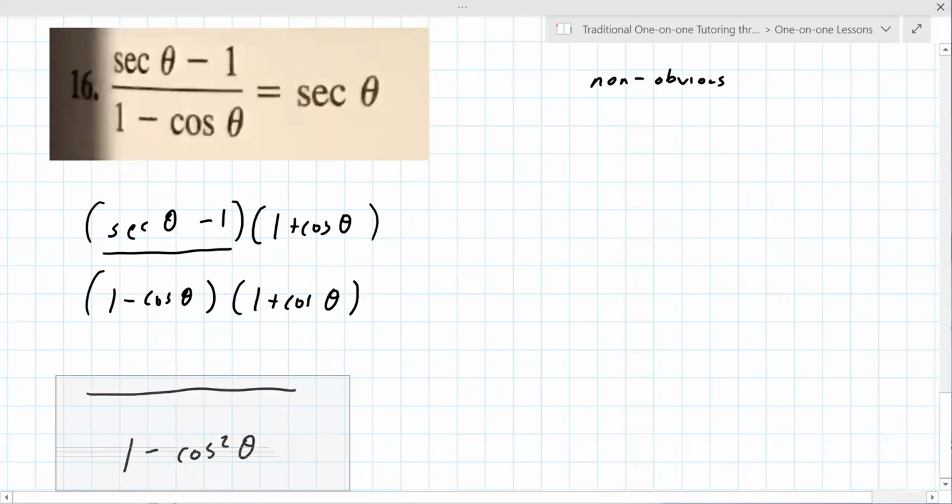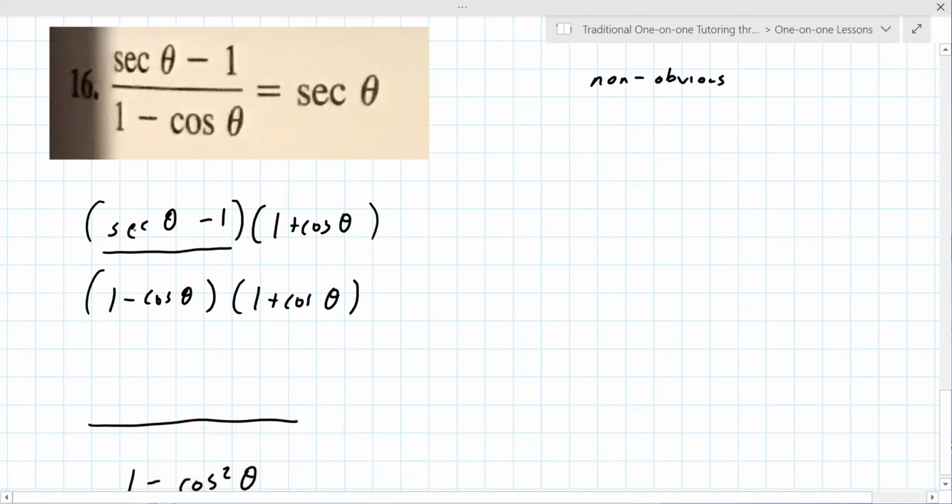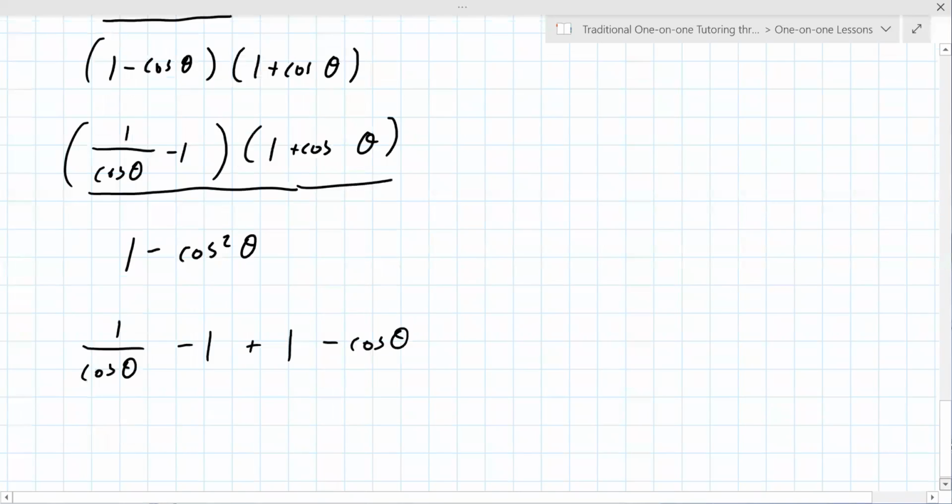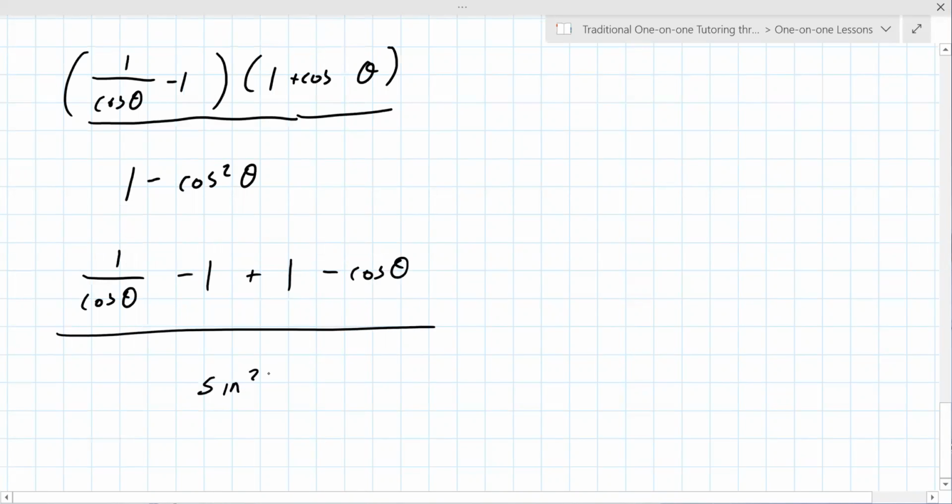Let me drag this down a little bit. The top, this secant is really 1 over cosine theta, minus 1 plus cosine theta. Here I'm going to tell you to foil, because when you foil the cosine theta times 1 over cosine theta, that makes a 1. So let's just try that. Sometimes you've got to try stuff. So 1 over cosine theta in the numerator, minus 1 plus 1 minus cosine theta. That's the numerator when you FOIL, all over sine squared theta.